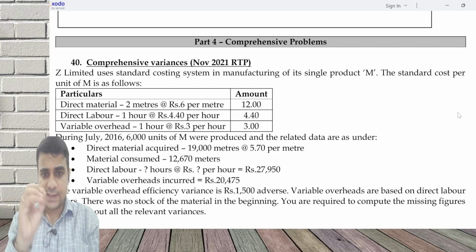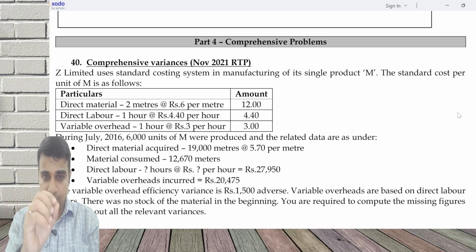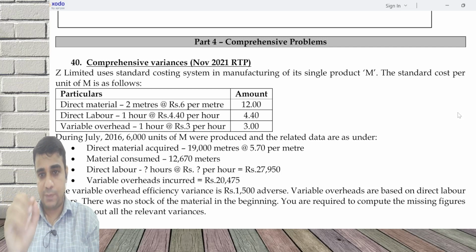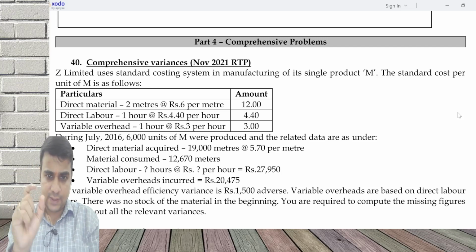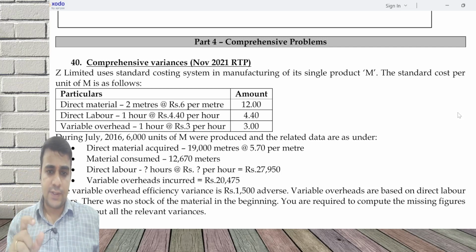Then labor variances: single labor without idle time, SR into SH, SR into AH, AR into AH. Cost variance split into rate and efficiency. Then we have with idle time: SR into SH, SR into AHW, SR into AHP, AR into AHP. The main variance is called labor cost variance, split into efficiency, rate and idle time. Then we have multiple labor without idle time: SR into SH, SR into RSH, SR into AH, AR into AH. Where main variance is called labor cost split into rate and efficiency. Efficiency part is split into mix and yield variance.